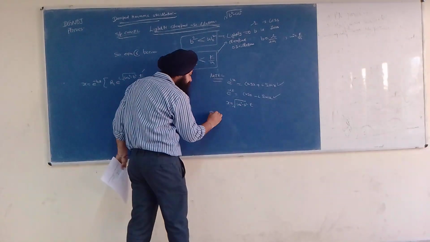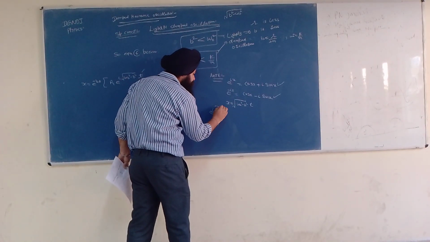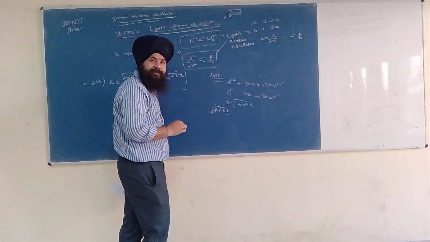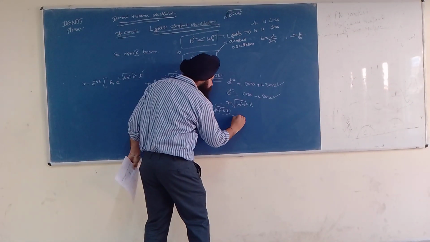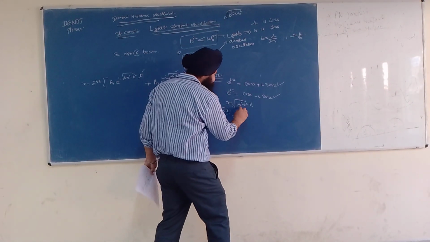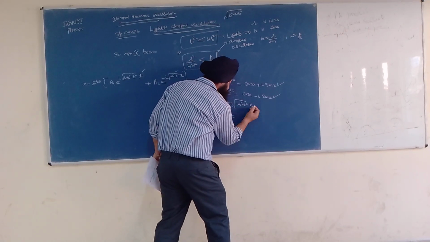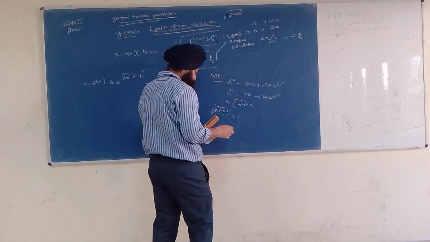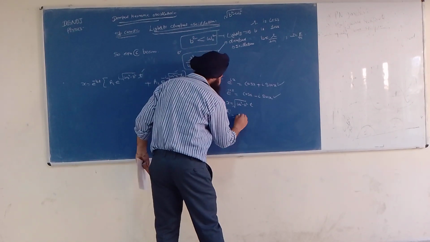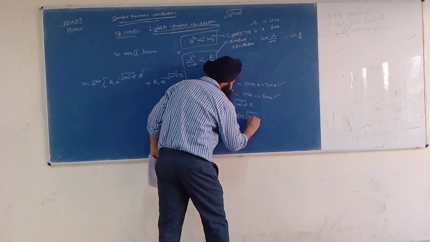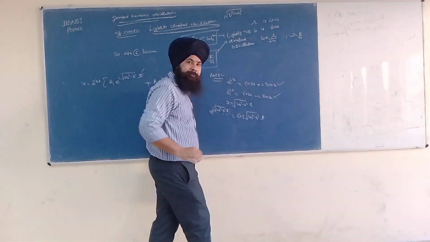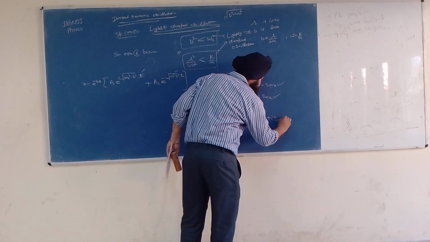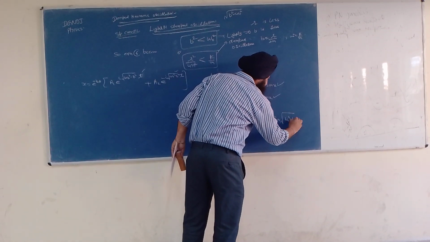So e to the power iota square root of omega naught square minus b square into t. Now this is x. E to the power iota x is equal to cos of x plus iota sin of x, where x is square root of omega naught square minus b square into t.